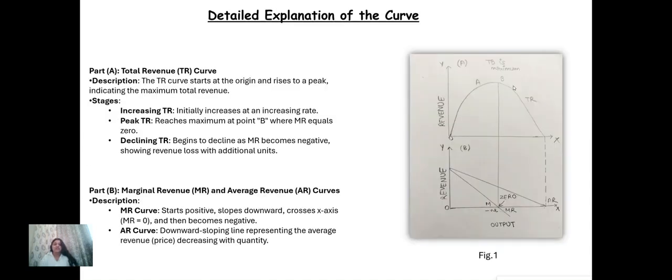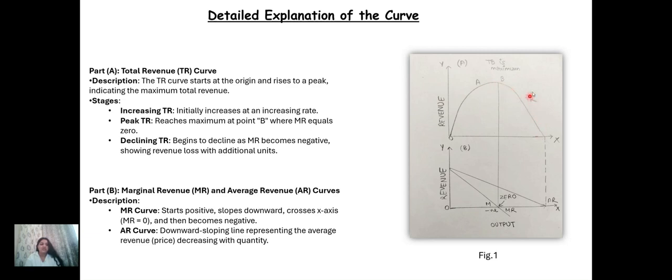Next, I want to explain a curve with part A and part B. This one is part A and this one is part B. The curve starts from the origin O, or 0, this one is the x-axis and this one is the y-axis. We take output on the x-axis and revenue on the y-axis. You can see that this curve rises to a peak point and then shows declining.